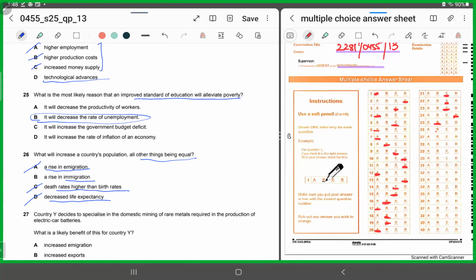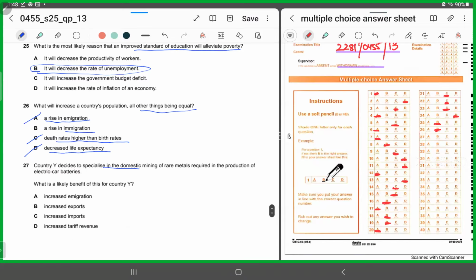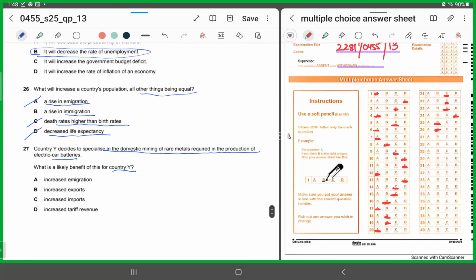Number 27. Country Y decides to specialize in the domestic mining of rare materials for its electric car batteries. What is the benefit for country Y? So if this country decides to specialize, its efficiency is going to increase. So when its efficiency increases, it's going to be producing more, and as a result, it will be able to export its surplus. So it will lead towards increased exports. So for 27, we'll shade in B.